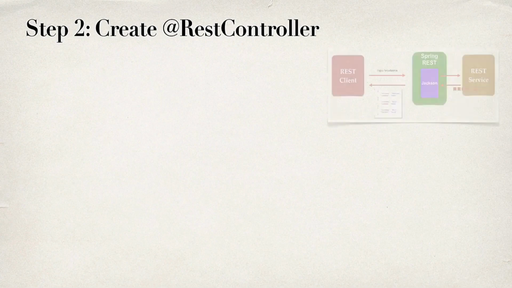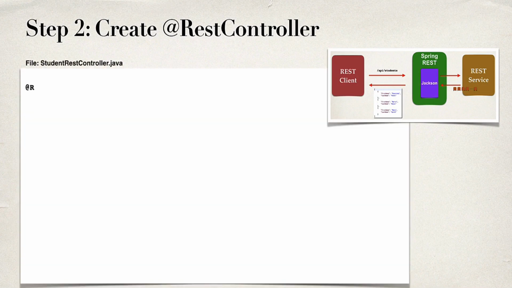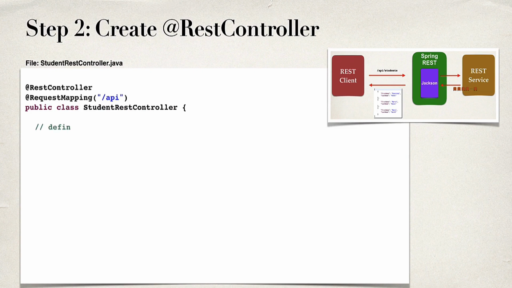Now, moving ahead with step two, creating that REST controller. Here's a little diagram up in the top right showing our REST client, Spring REST, and the REST service. What we'll do is define this REST controller using the annotations @RestController and @RequestMapping for /API. So that's our basic controller there. Now I'll define the endpoint for /students that returns a list of students.